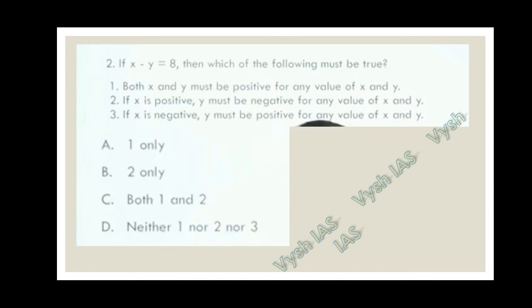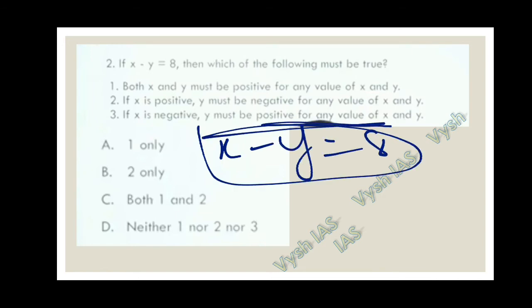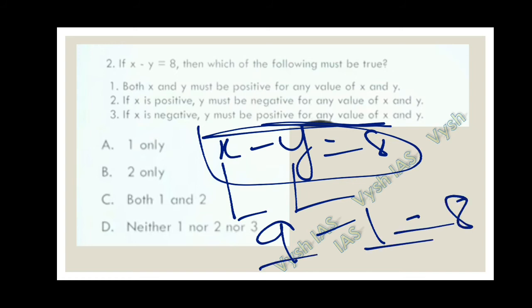Coming to statement number 2, if x is positive, y must be negative for any value of x and y. So we have seen x minus y as 8. They are saying x is positive, y must be negative. Just now we saw that 9 minus 1 is equal to 8. So in this case both are positive. It is nothing like y must be negative. So statement number 2 is also wrong.